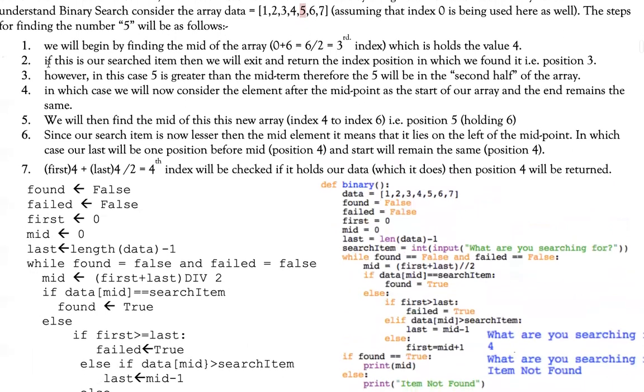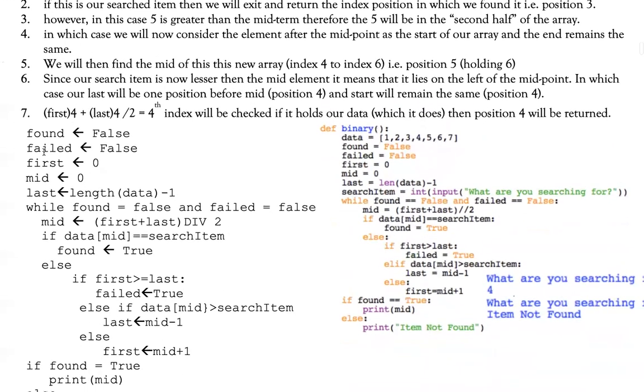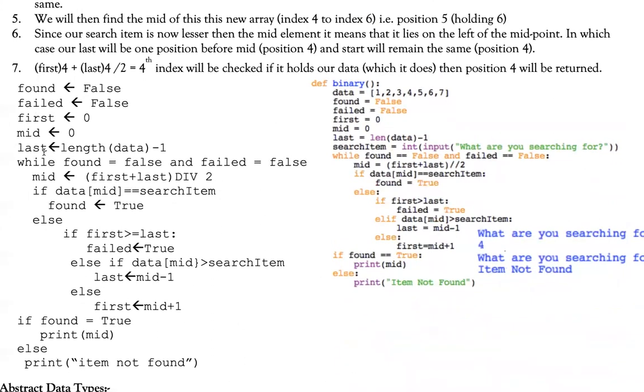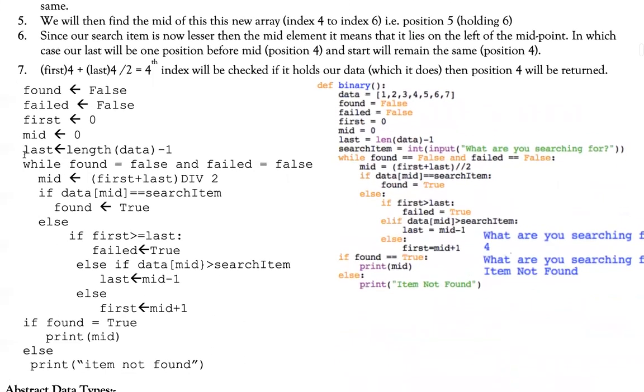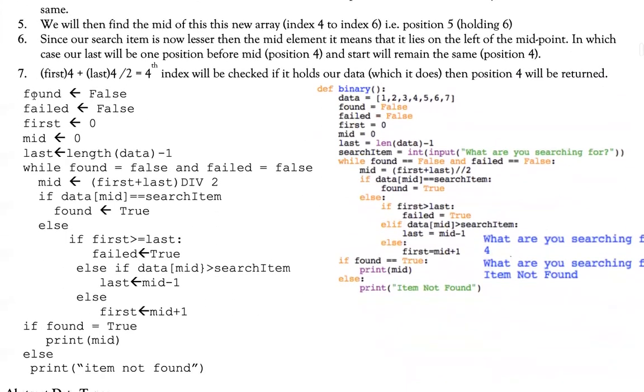But first of all, these are the steps followed by my algorithm. Now let's look at how my pseudocode handles it. Okay, this is what the pseudocode looks like. My variable found is assigned with false. By the way, if my algorithm does not find the element I'm looking for, this failed variable will have true in it. So right now I've assigned it with false. The first element is 0, my mid element is assigned with 0, my last element will be the length of my entire data minus 1.